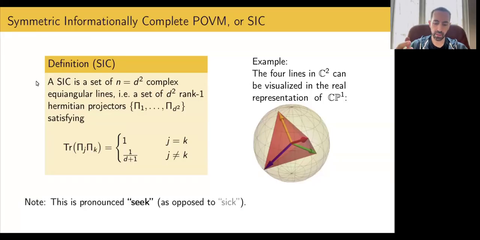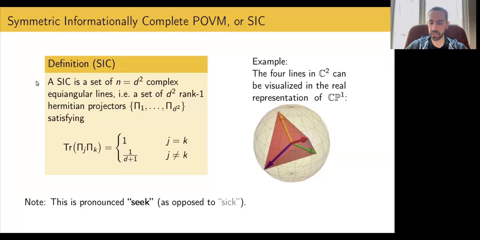Equivalently, you can consider this as d squared rank 1 Hermitian projectors such that their pairwise Hilbert-Schmidt inner product is either 1 if j equals k, because they're rank 1 projectors, or 1 over d plus 1 if j is different from k.